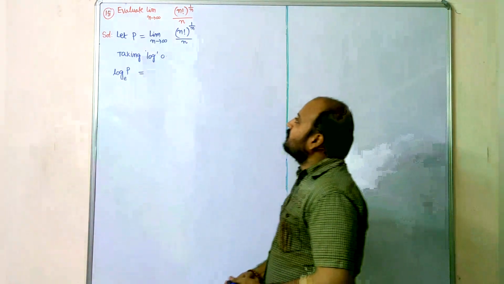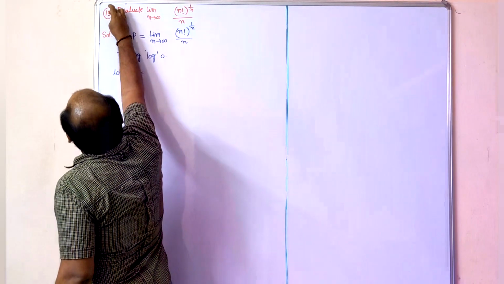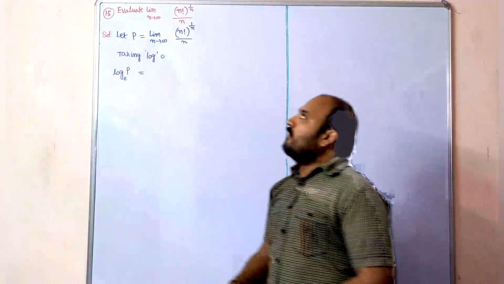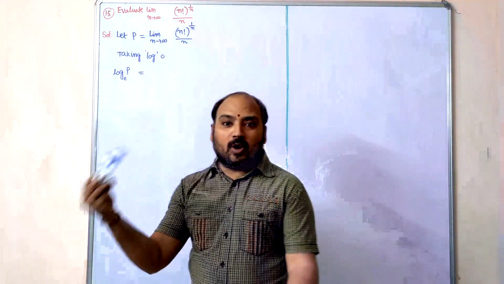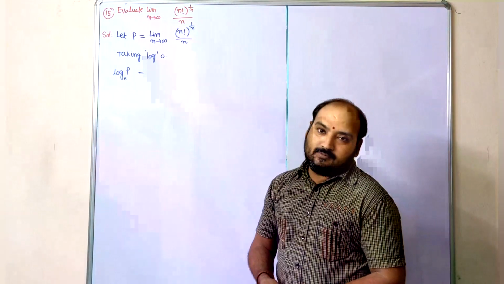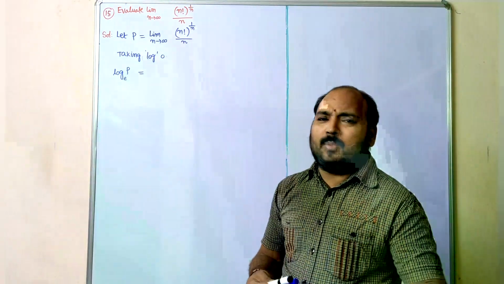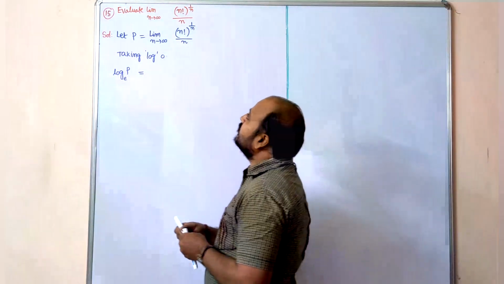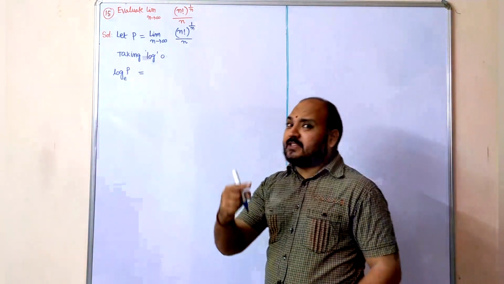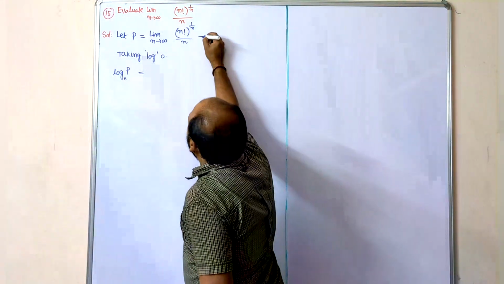Next question, question number 15. Evaluate limit n tends to infinity of n factorial whole power 1 by n by n. Whenever whole power 1 by n is there, we need to apply log on both sides. Before that, dear students, the numerator has the power 1 by n, but the denominator does not. But we will make it like this.